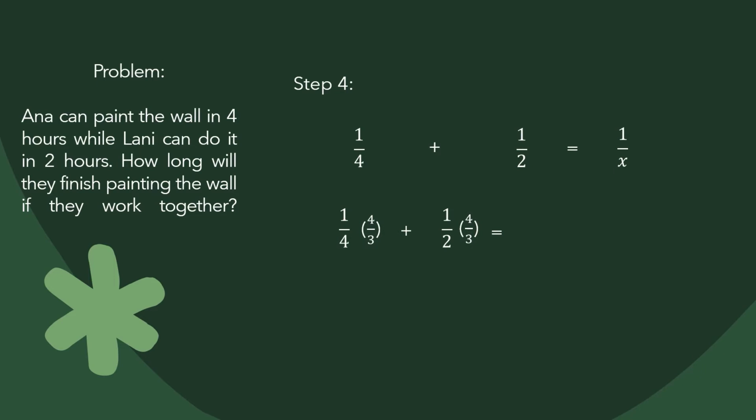So, we have 1/4 multiplied by 4 over 3 is 4 over 12 or 1/3. And 1/2 multiplied by 4 over 3 is 4 over 6 or 2/3. 1/3 plus 2/3 is 3 over 3 or 1.